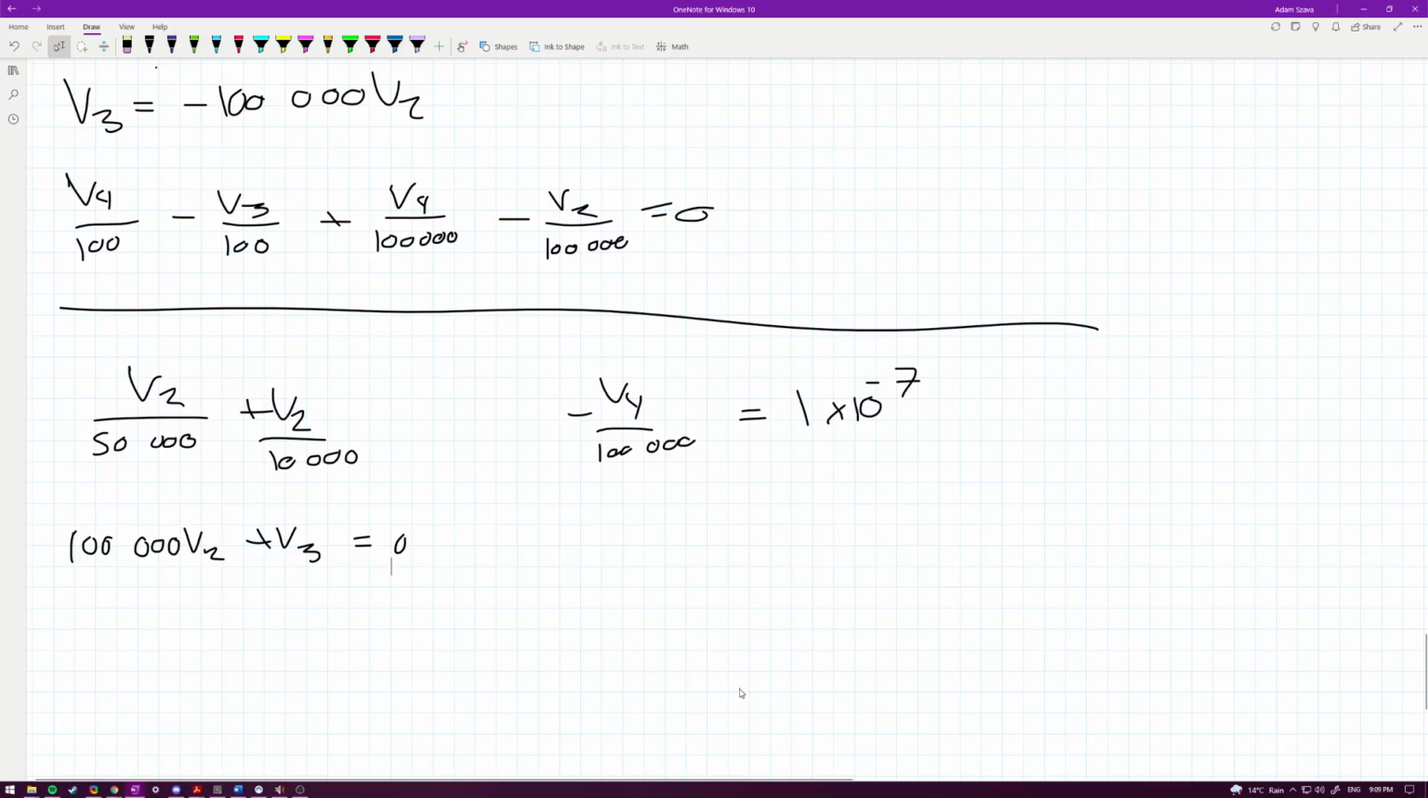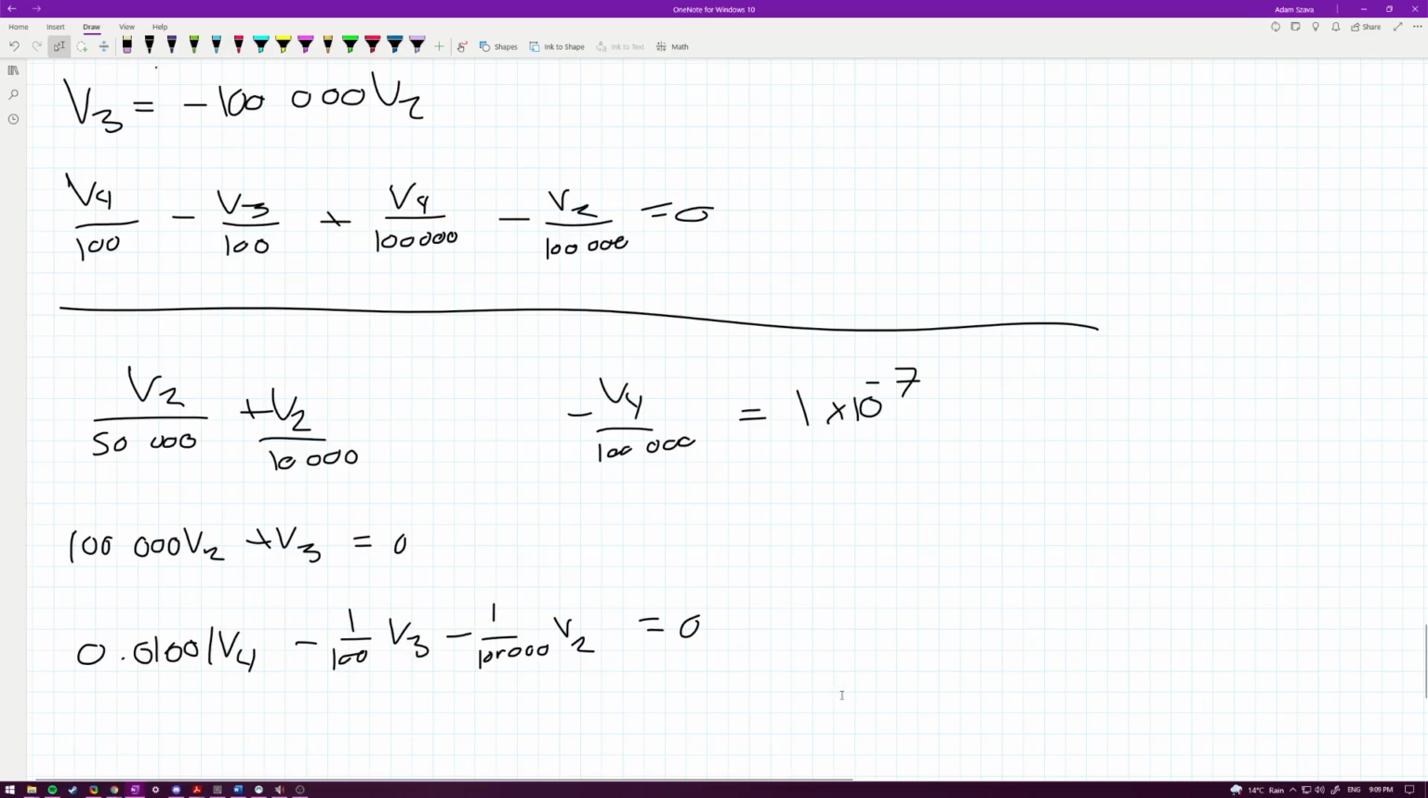And then here, this stuff can add. So this is going to be V4 over 100 plus V3 over 100. So I can add this stuff. I'm just going to use my calculator. 1 over 100 plus 1 over 100,000 is apparently not a fraction. But anyways, 0.01001 V4 minus 1 over 100 V3 minus 1 over 100,000 V2 equals 0.